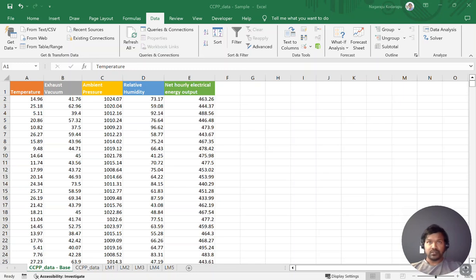For the features, I chose to use the following variables which were provided in the dataset: temperature, exhaust vacuum, ambient pressure, relative humidity. These features are crucial as they directly impact the power output. And for this project, I chose to use linear regression due to its simplicity and interpretability.